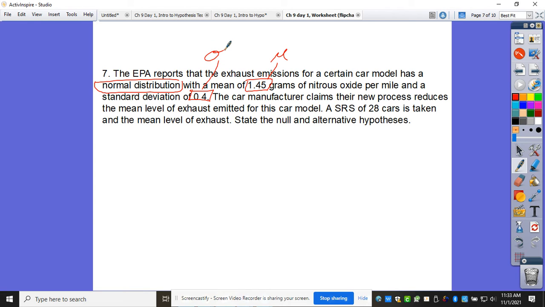A car manufacturer claims that their new process reduces the mean. Well, mean reduces for this car model. A simple random sample of 28 is taken and the mean level of exhaust. I don't know what it is. I record that. I just didn't write it down. So what is the null hypothesis?